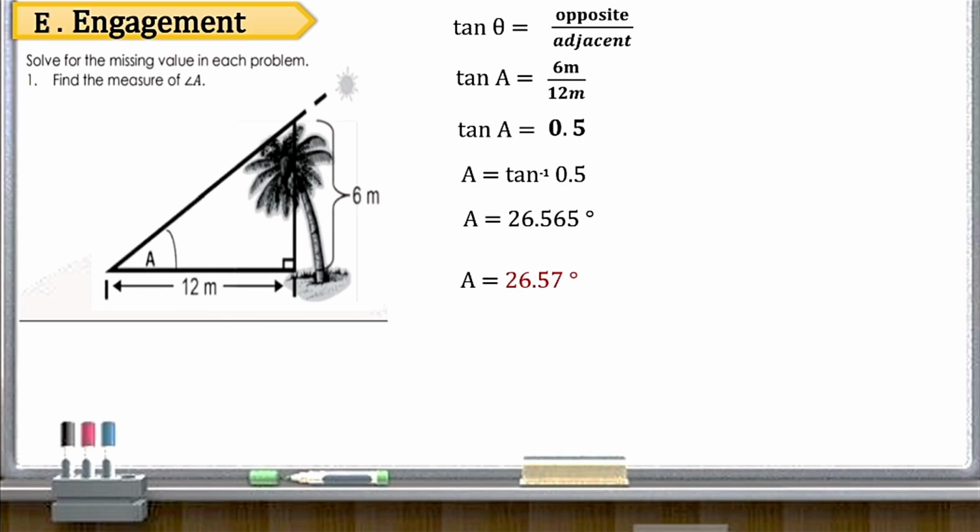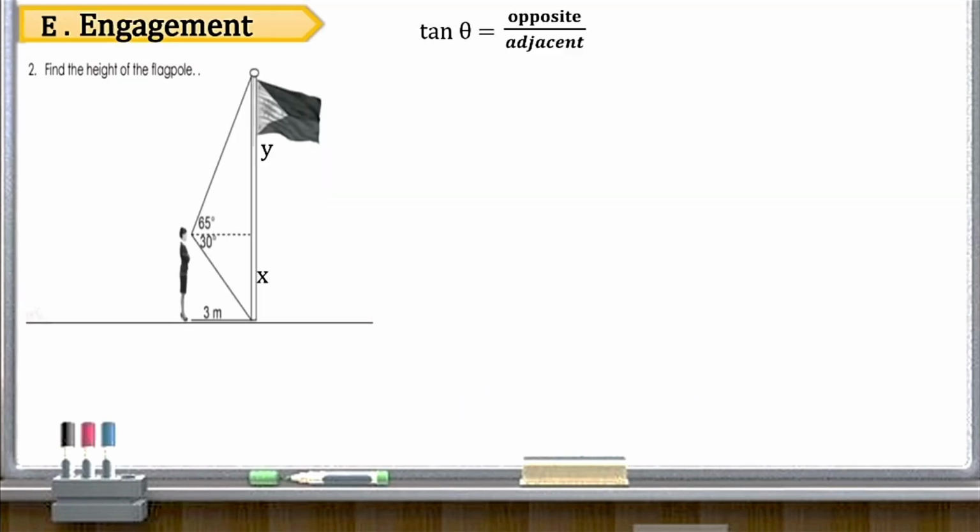Okay, next, number 2. Dito class, dalawa yung isa-solve natin. So nilagyan ko na class ng x and y. So unahin natin class yung x. So yung x natin ay opposite at yung 3 meters naman natin ang adjacent. So tangent 30 degree is equal to x over 3 meters. Tapos, apply lang natin class yung multiplication property of equality. Multiply both sides by 3 meters.